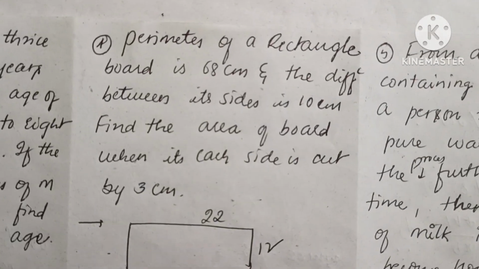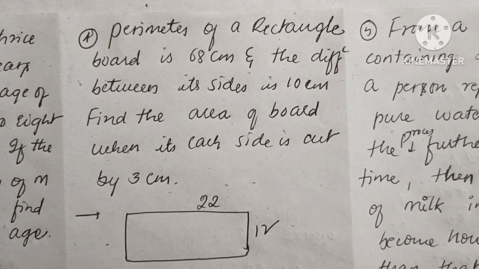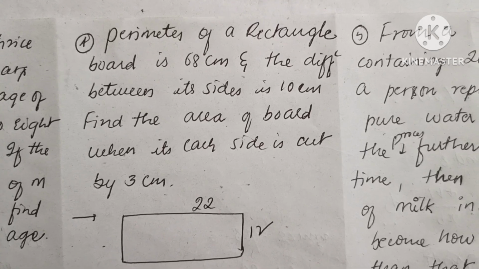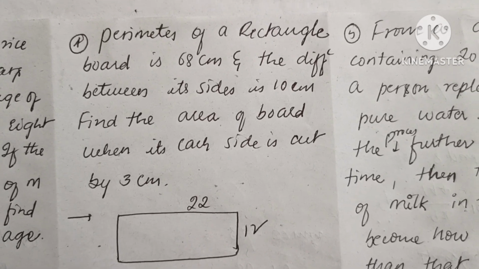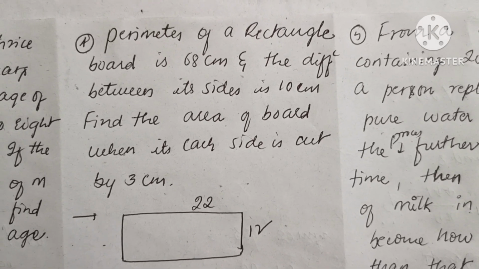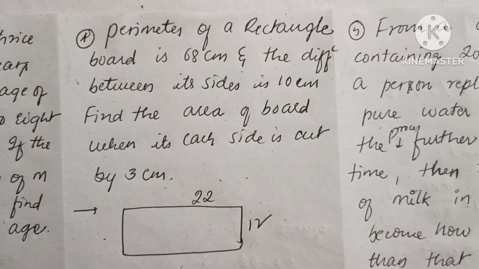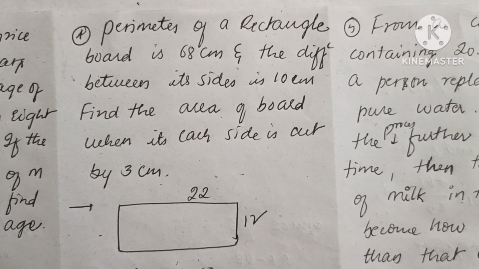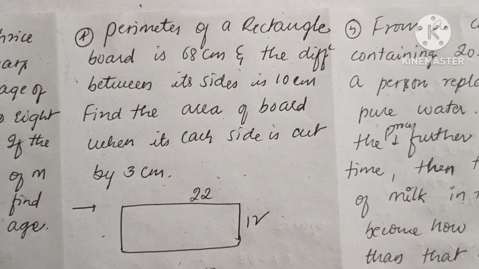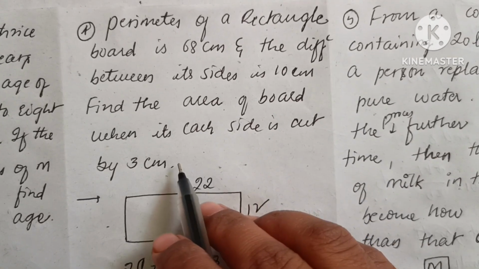So let's move on to the next question. Perimeter of the rectangular board is 68 centimeter and the difference between its sides is 10 centimeter. Find the area of the board when each side is cut by 3 centimeter.